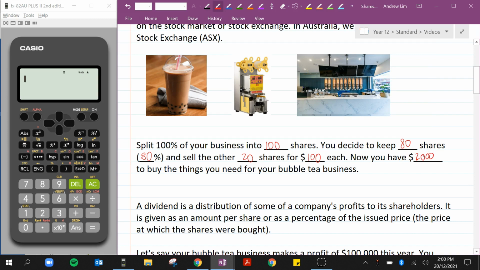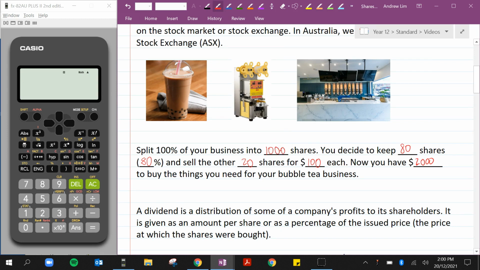That might be able to get you some rent for maybe a couple of months, maybe a little bit of machinery, but hopefully you've got money already that you've saved that can help you start this business. Let's say, for example, you split it into 1,000 shares instead, and you decided to keep 800, which is still 80%. And you sold the other 200 shares for $100 each. Now you've got $20,000 to play with and to buy things that you need for your bubble tea business.